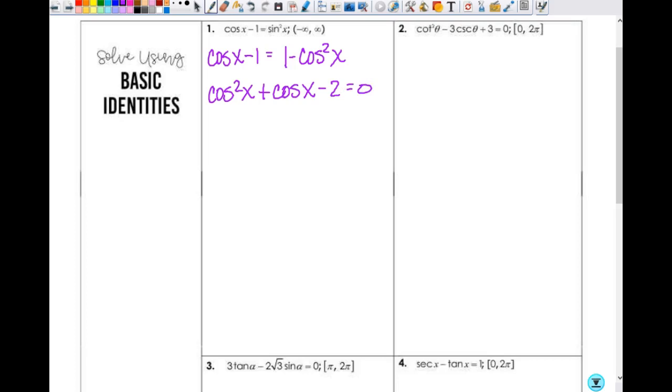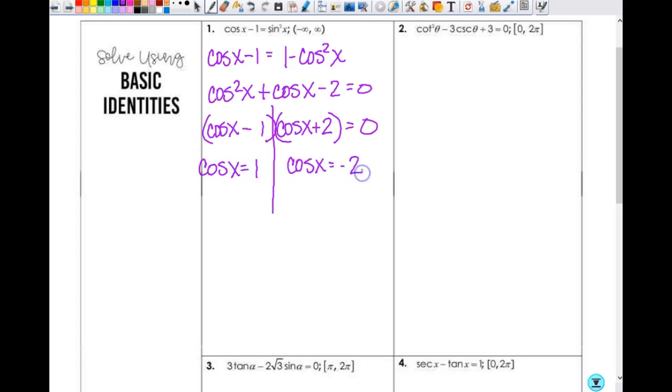All right, so then I can factor this, right? I'm going to factor this into two binomials. So I know that this is cosine x and cosine x. And then that's a 2, so it has to be a 1 and a 2. And then the signs have to be different. Which one is positive? The 2. Okay? So plus 2 and minus 1. So now I can solve this, set them both equal to 0, which means that I get cosine of x equals 1 and cosine of x equals negative 2.